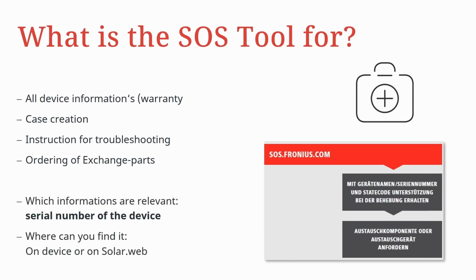And what do you need now? You need a mobile phone or a tablet, or on the other side, your laptop. There you can use the browser version of the application, and the only information you need is the serial number. And where can you find the serial number? You can find it directly on your device, or if you are already registered in Solar.web, you can find the serial number there too.